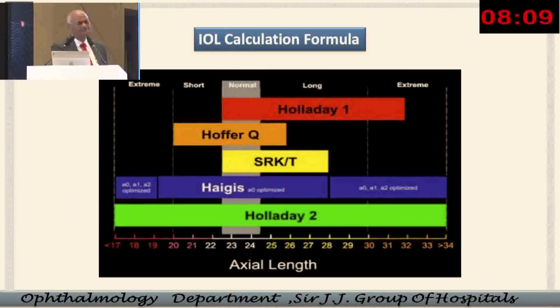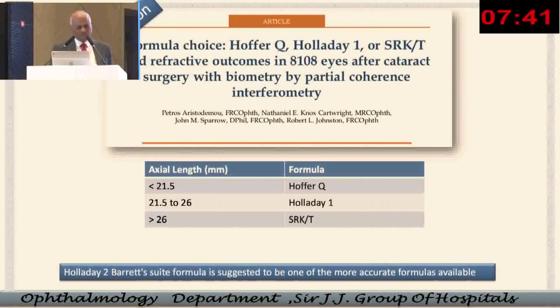Now see what happens with the IOL calculation formula. There are so many formulas you can see. But the validation only works when you are going for both extremes. If the eyeball is short, normal or long, you can use the Holladay 1, or the Hoffer Q, or SRK/T, or Haigis. These are the formulas you must use whenever you are doing the calculations. All these formulas definitely help us.